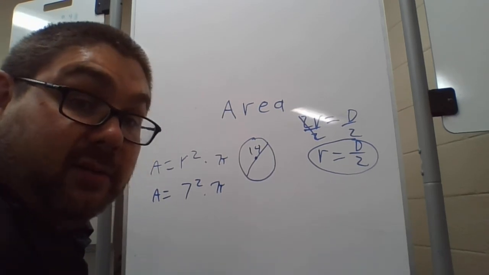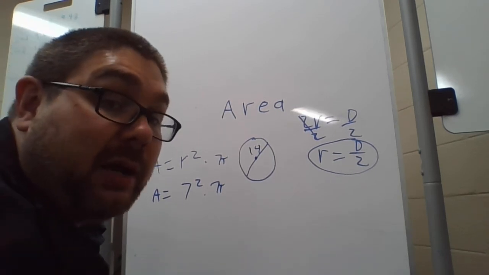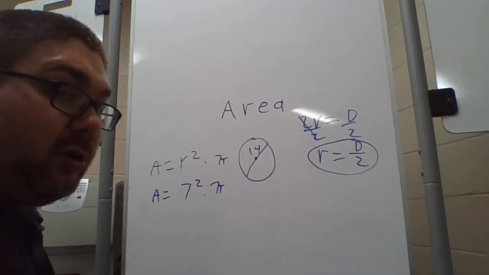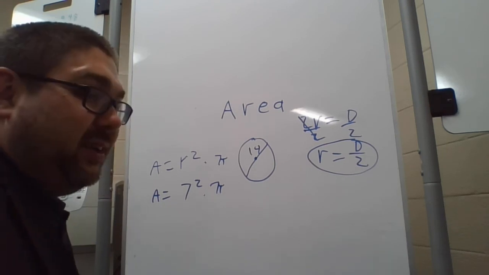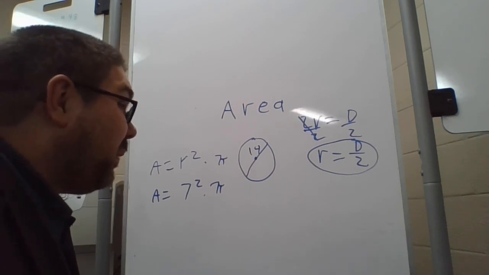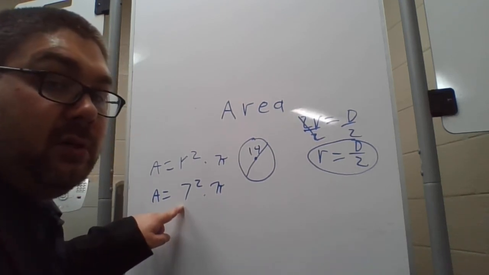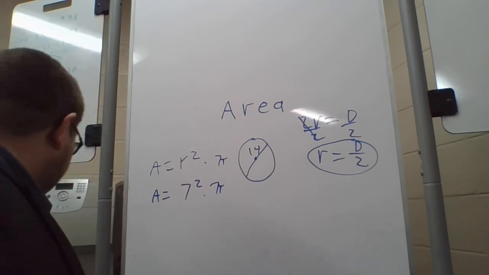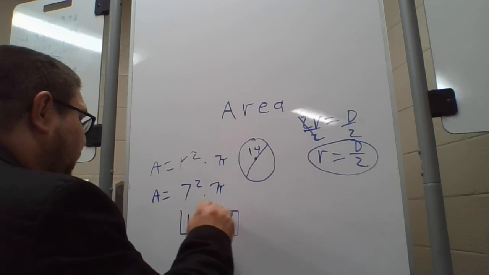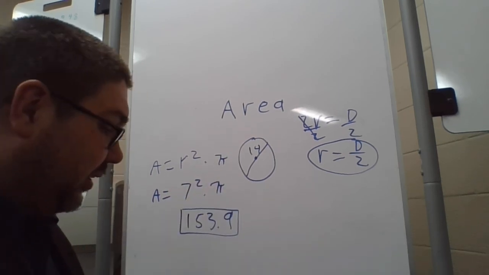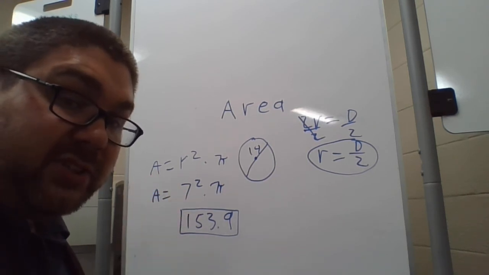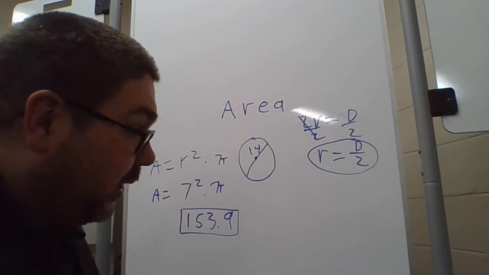14 is the diameter. I miswrote it. I copied it down wrong because I was in 34, so I wrote 34 instead of 14 by accident. The diameter is 14. 14 divided by 2 is 7. So we're going to do 7 squared times pi. And that's 153.9. Now usually I would just keep going. I would just punch it in a calculator. It takes like 2 seconds. But I want to make sure that you have the answer to this on your day's work, okay?